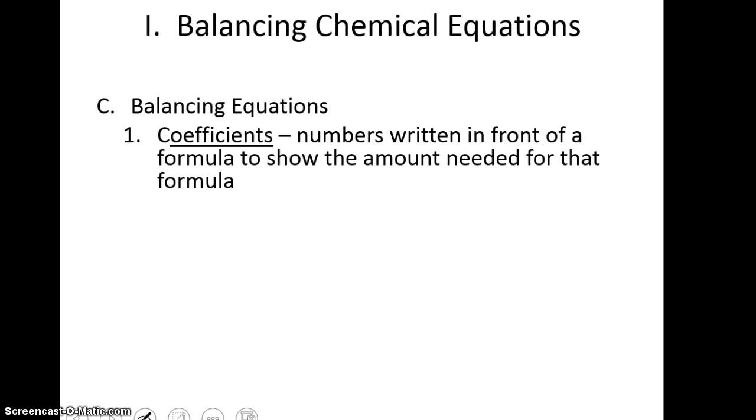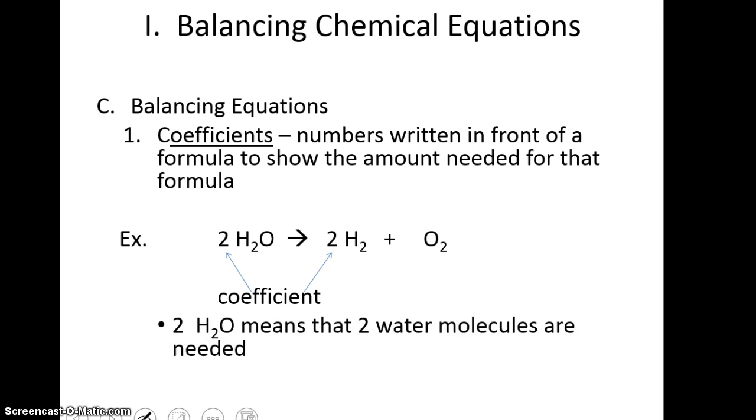Now, a few things about balancing equations. Coefficients. Coefficients are numbers written in front of a formula to show the amount needed for that formula. So in this equation, when water breaks down into hydrogen and oxygen, the 2's are your coefficients. The 2 H2O means that 2 water molecules are needed, and it produces 2 hydrogen and 1 oxygen. If there isn't a coefficient, that just means 1.